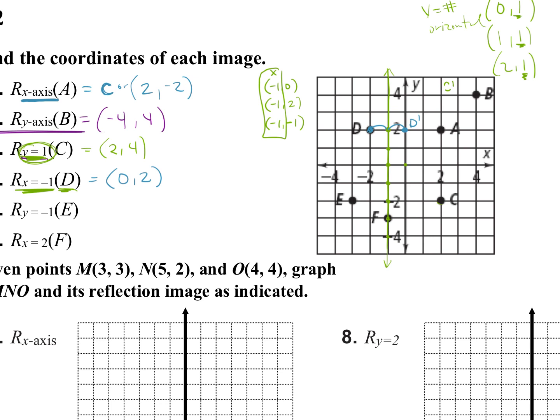Okay, you try those last 2 then. Figure out where your E prime would fall and where your F prime would fall, knowing that this is the line y equals -1, and this is the line x equals 2. Figure out what points you get from that.